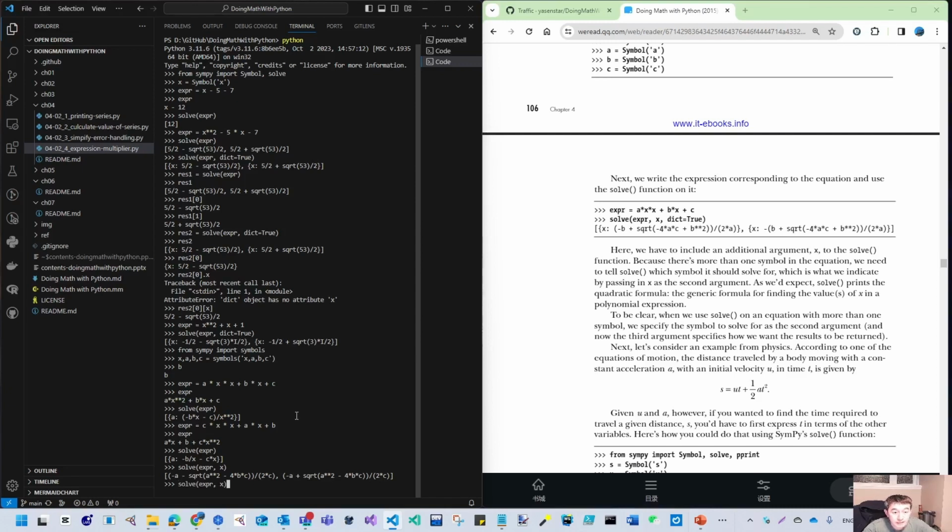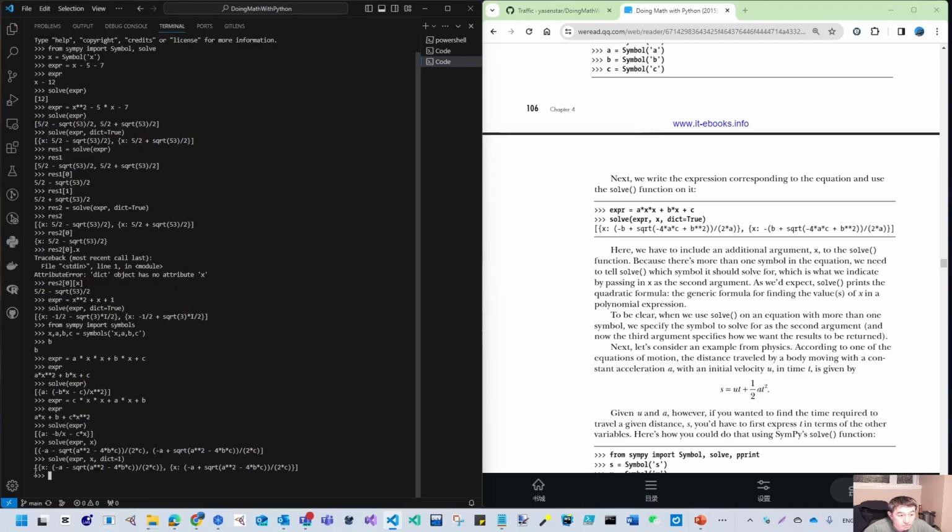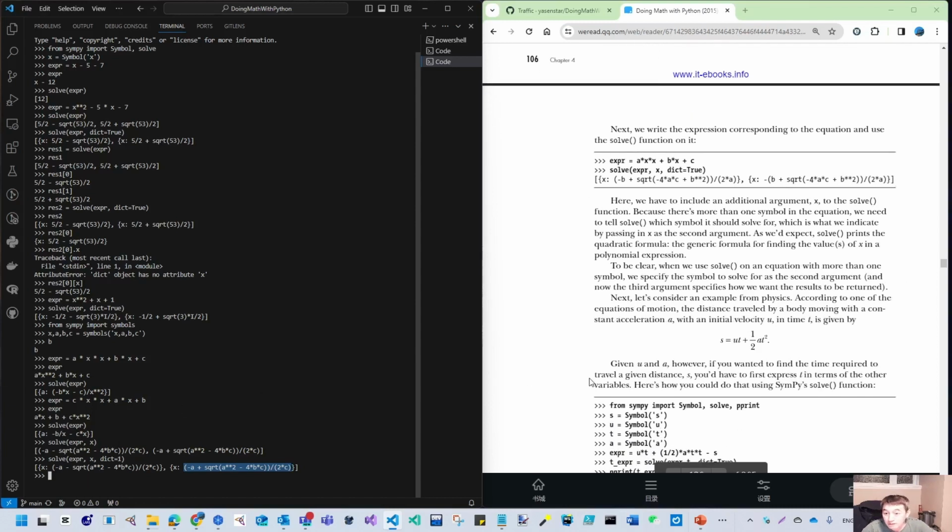But it's better if we set dict to true. True is the same as 1. So make that true and we get our dictionary list. So now we have this symbol here, X, and X is represented by the expression in A, B, C. So that is the root for X. So that is the way we can do it here.